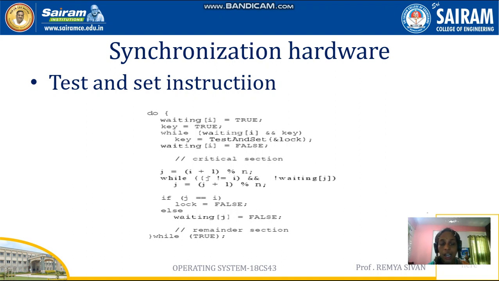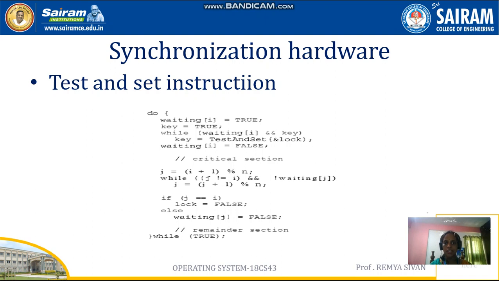And here is how test and set instruction preserves progress and bounded waiting. The difference between test and set and Peterson is that test and set can be applied for multiple processes, whereas Peterson can be applied only for two processes. So waiting is an array whose size is the number of processes. Waiting of i is equal to true and key is equal to true. If one process wants to execute test and set, first it has to pass one condition, that condition is waiting of i and key. If it passes that while loop condition, it can execute test and set on the lock. Once it executes test and set on the lock, it makes waiting of i equal to false, and then it can go to the critical section.